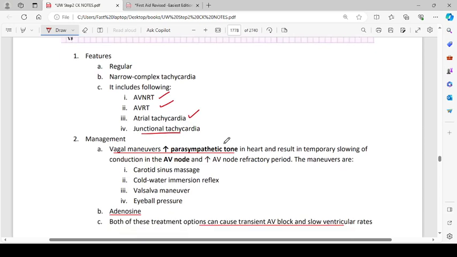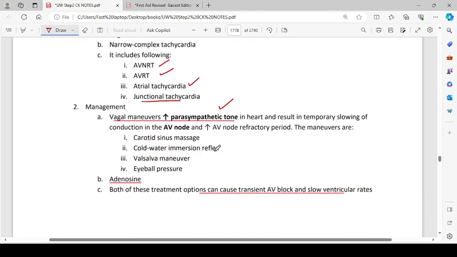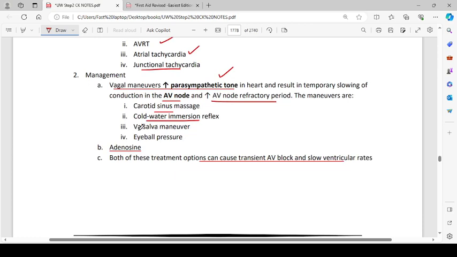Management: vagal maneuvers increase the parasympathetic tone in the heart and result in temporary slowing of conduction in the AV node and an increased AV nodal refractory period. These maneuvers are carotid sinus massage, cold water immersion reflex, Valsalva maneuver, and eyeball pressure. Adenosine can be given. Both of these treatment options can cause transient AV block and slow the ventricular rate.